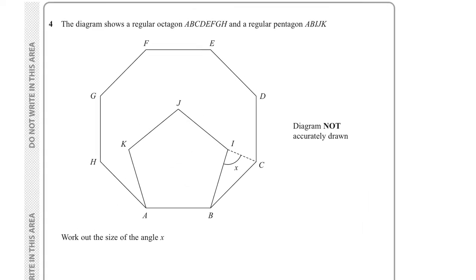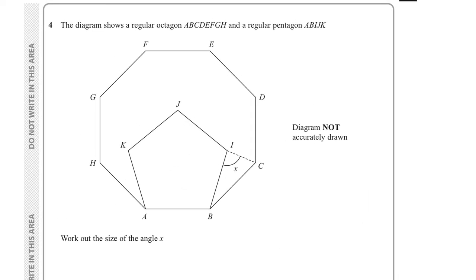Question number 4. Diagram shows a regular octagon and a regular pentagon. Work out the size of the angle X. Okay, so first of all, pentagon. Now, if you've forgotten the formulas, it's okay. There's like a bit of a trick, isn't there? For a pentagon, it's 5-sided. Now, the formula of the interior angles is n minus 2 times 180.